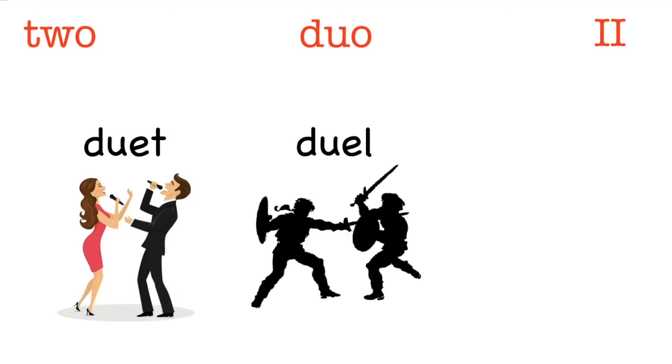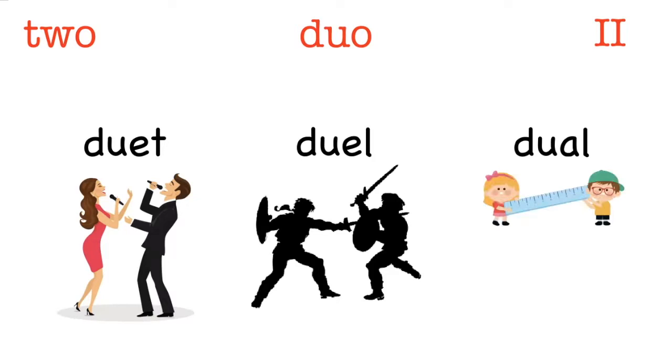And that is not to be confused with this dual. They're really pronounced the same way in English, but this is having 2 purposes. So for example, a ruler can be used for measuring things and also for drawing a straight line. So there's a dual purpose for the ruler.